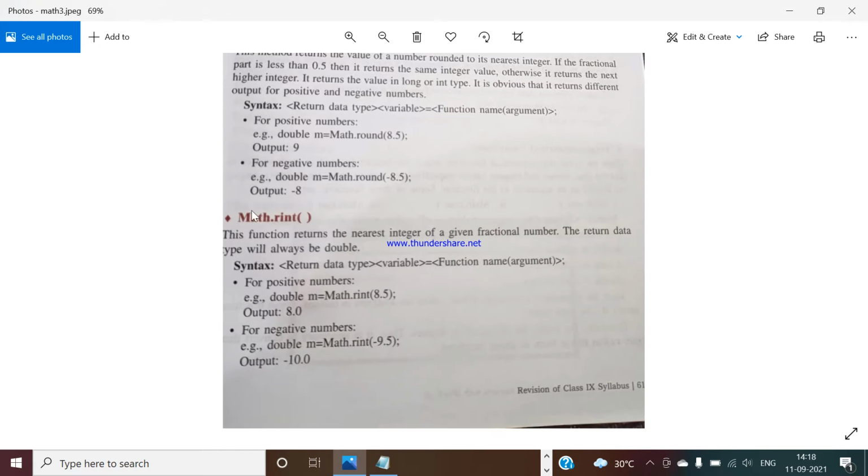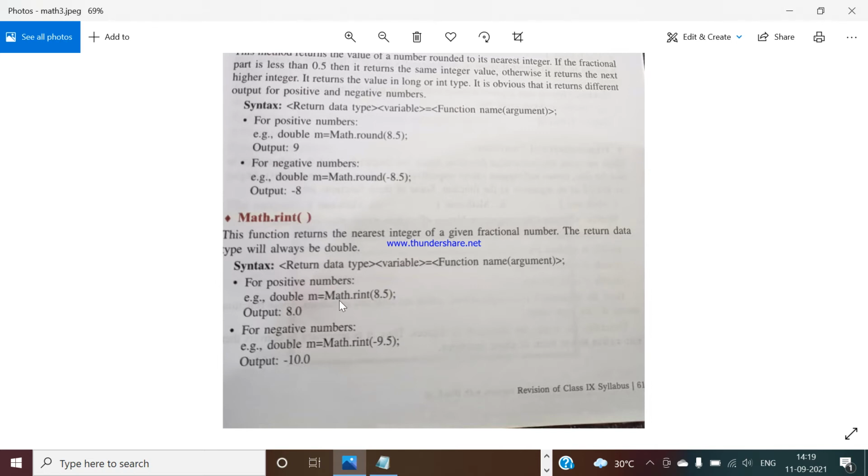The next function is Math.rint. This function returns the nearest integer of the given fractional number, and it returns the data in double type only. So this is the rule for using the rint function. It returns the data in double format only, and it displays the nearest number. Take an example. We are talking about rint. If you take any fractional number which is positive, then it will display the lower nearest number. But if you are talking about a negative number, then it will go with the higher nearest number.